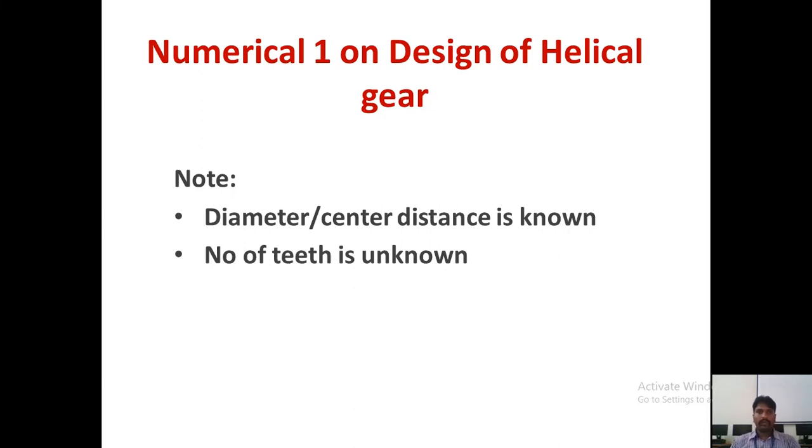Welcome you all to numerical 1 on design of helical gear. The type 1 problem is when the diameter or center distance is known, when the number of teeth on the gear or pinion is unknown. Before explaining the problem on design of helical gear, let's go through the difference between the helical and spur gear.